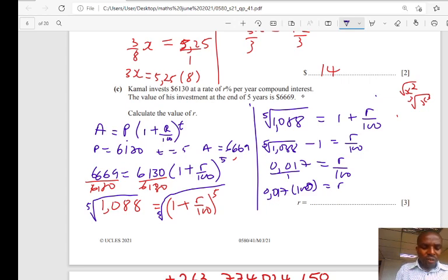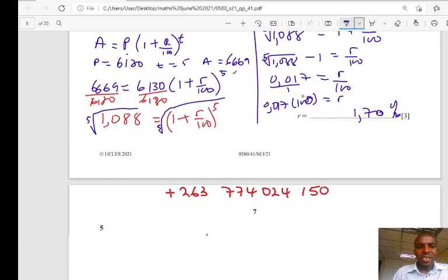The answer times 100. You get 1.70 actually, to 3 significant figures. So 1.70, put units, percent, because in this case there are no units given, so you have to put percent.